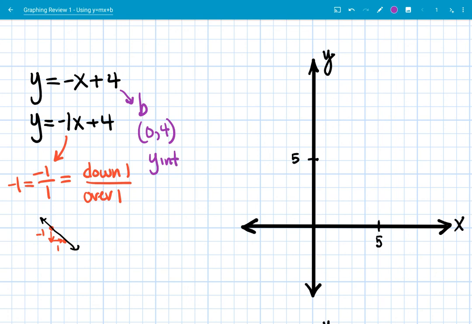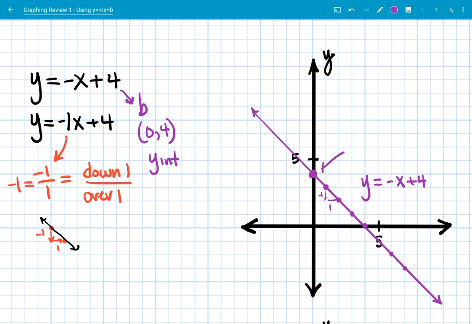All right, so we'll start at 4. And this thing's going down 1 over 1, down 1 over 1, and so on. And so there's that graph. We'll get my ruler here. It's easier than using the straight line tool and drawing it out. So there's that graph. And that rule is y equals the opposite of x plus 4.